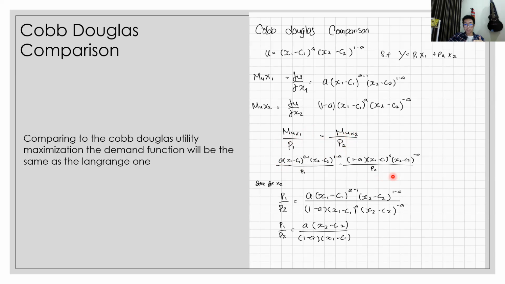If you notice here, when we're inputting the value, p1 over p2 is the exact same method or steps taken in the Lagrange function. Later we're going to solve for x2, but I bet the result will be the same. So I can conclude that the Cobb-Douglas method or the Lagrange structure are sufficient in maximizing or minimizing the utility function.